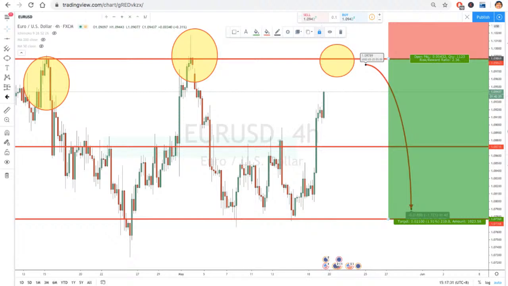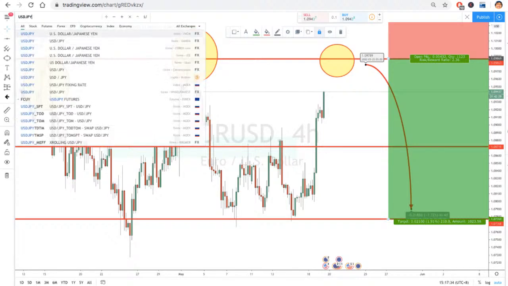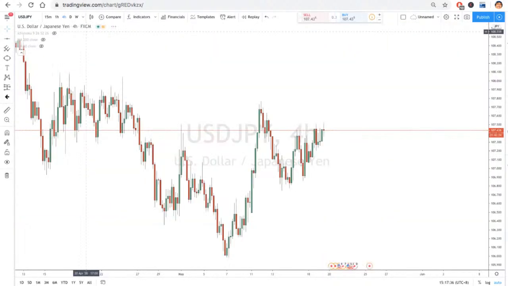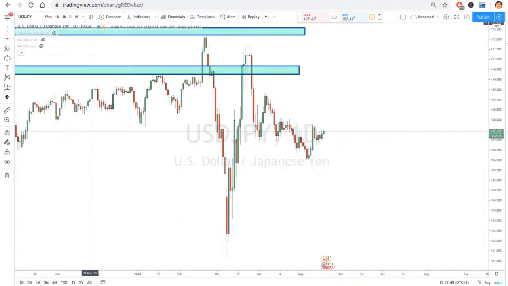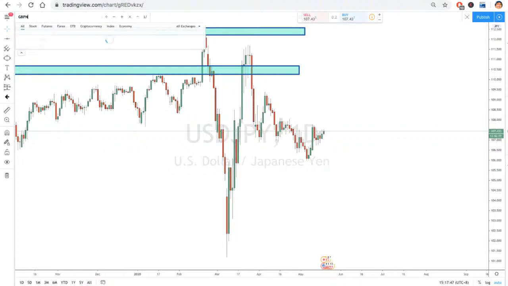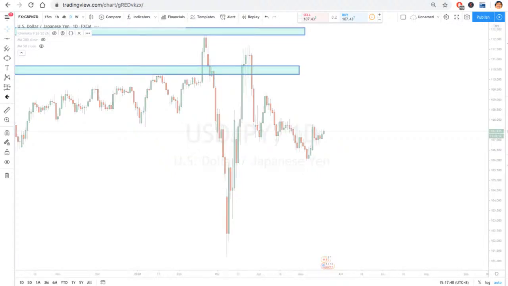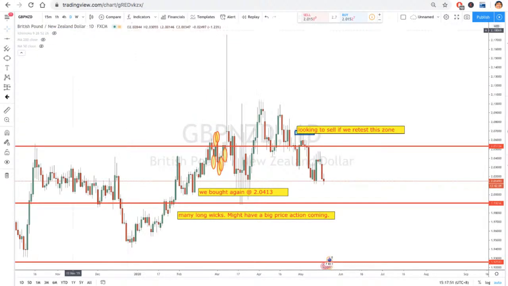Then let's see the Japanese yen pair. On the daily time frame, we are nowhere, so I am not going to trade this pair. What else? GBP and NZD, Great Britain pound, New Zealand dollar. We bought here at 204.13 and we took profit. These were all done, so let's delete them away.